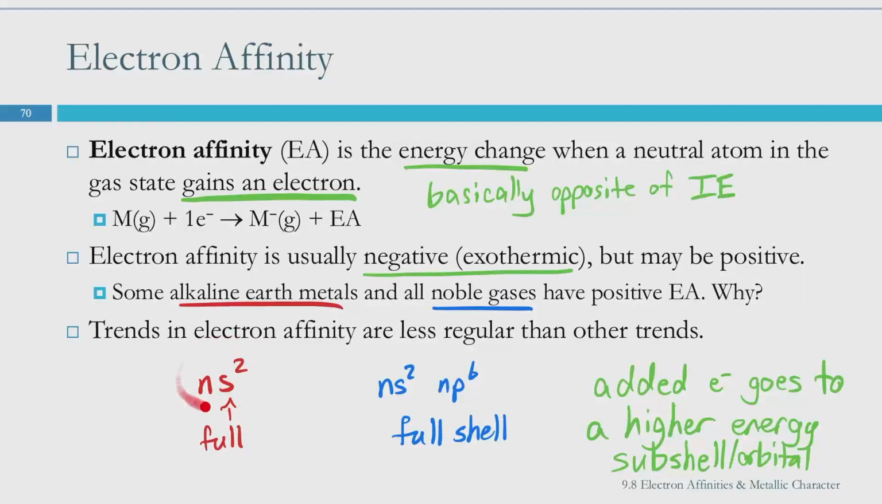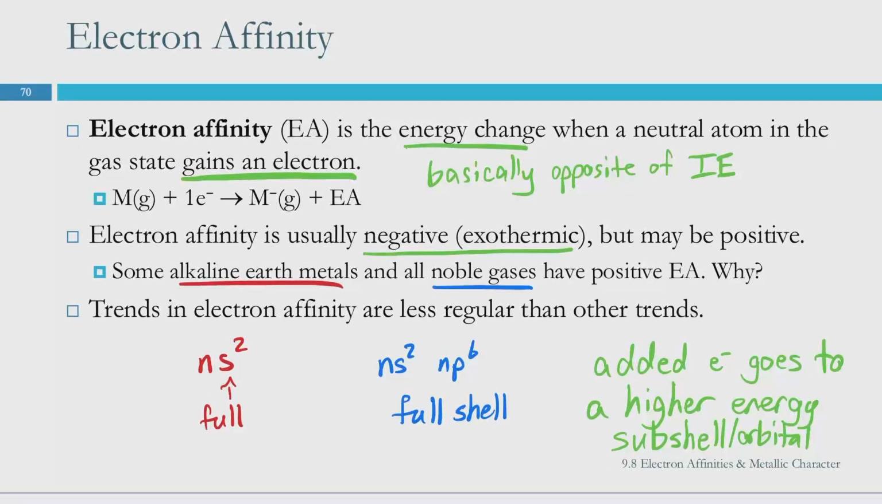In the case of our alkaline earth metals, we're adding it into our NP, and P is higher energy than S. For our noble gases, we're adding it into a higher shell level. So we're adding it into the n+1 s. So in both cases, we're adding an electron into a much higher energy state.